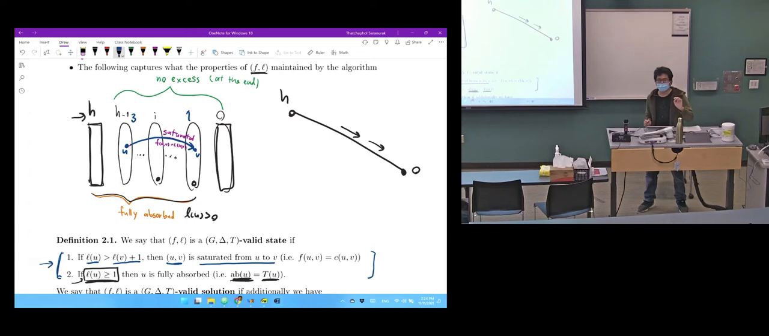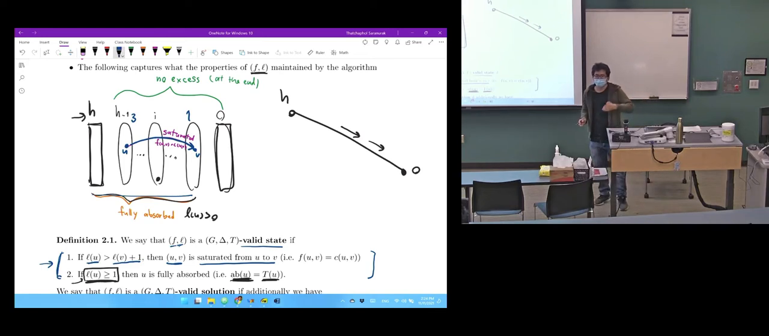Any question about these two things? So two things, right? Everything above 0 is fully absorbed, and any edge that skips levels in the downward direction must be saturated in this direction. Okay. And if F and L certify this, I will say that F and L is a valid state. And it will be the case that throughout the algorithm, F and L will be valid.